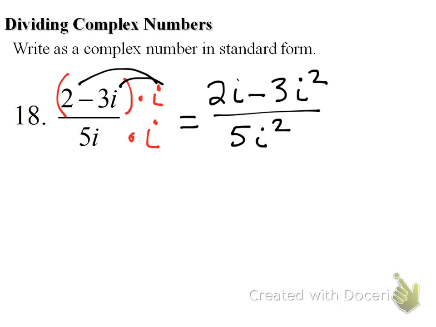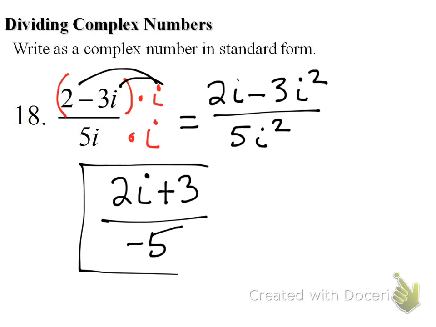All right. So in the top, I have 2i. What is this term going to turn into? A negative 1. Plus 3. So it's a plus 3. Good. And then what happens to the bottom? You get a negative 5. Good. That's it. What are your questions here?